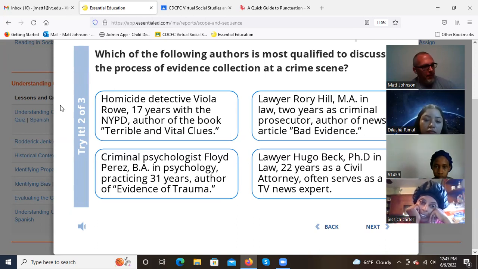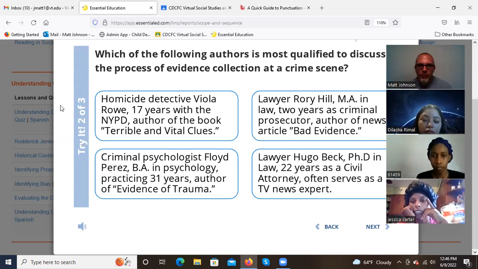Homicide detective Viola Rowe, 17 years with the NYPD, author of the book Terrible and Vital Clues. Lawyer Roy Hill, MA in law, 2 years as criminal prosecutor, author of news article Bad Evidence. Criminal psychologist Floyd Perez, BA in psychology, practicing 31 years, author of Evidence of Trauma. Lawyer Hugo Beck, PhD in law, 22 years as a civil attorney, often serves as a TV news expert.